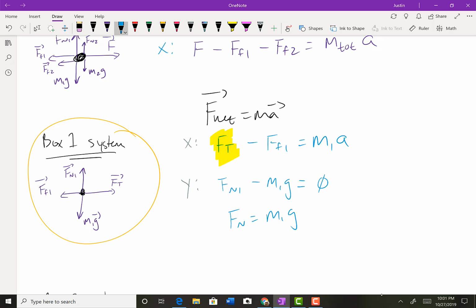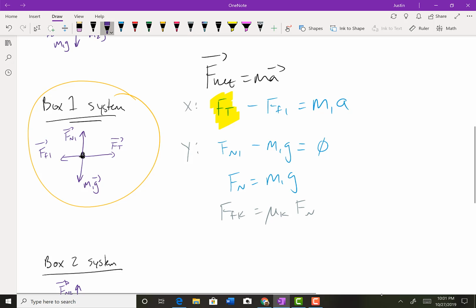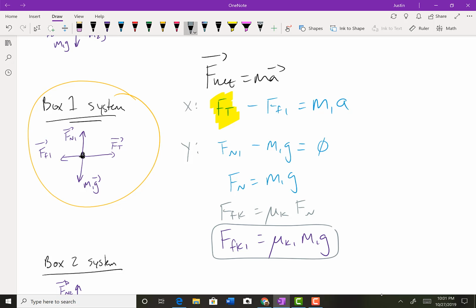Okay. And then I can use the fact that any kinetic friction force is equal to the coefficient of friction multiplied by the normal force. And then I'm going to use this idea that the friction force for the first box is going to equal the coefficient of kinetic friction for the first box multiplied by the normal force, which I just found out is m1g. I'm going to take that and save that.